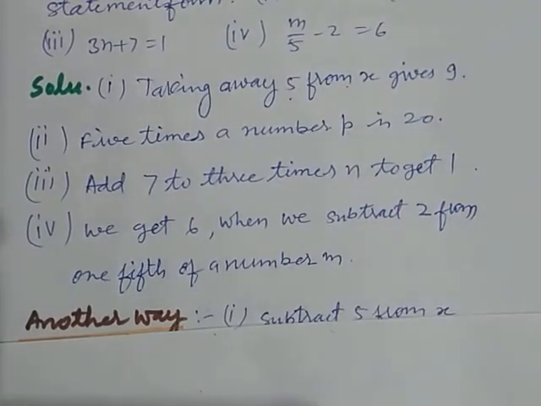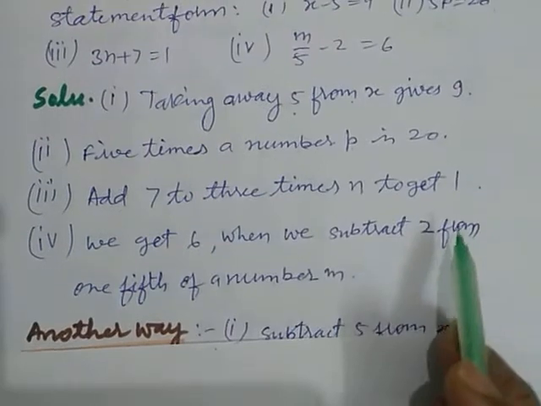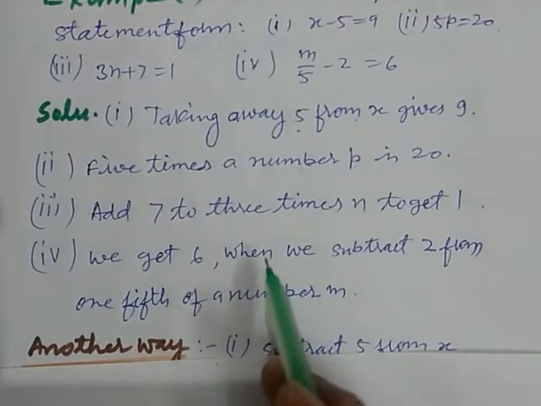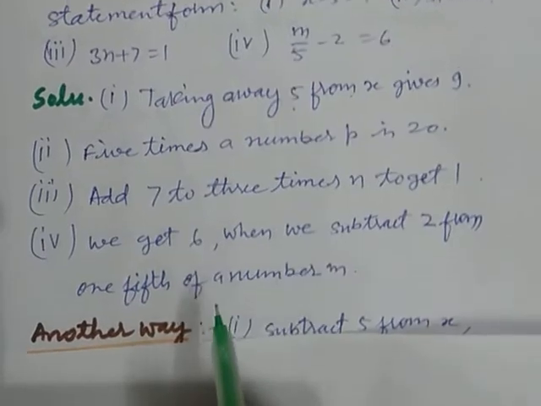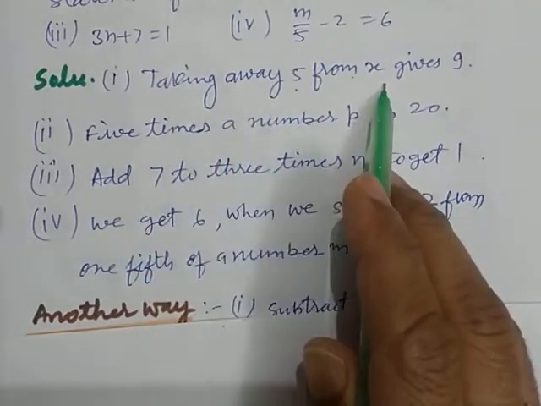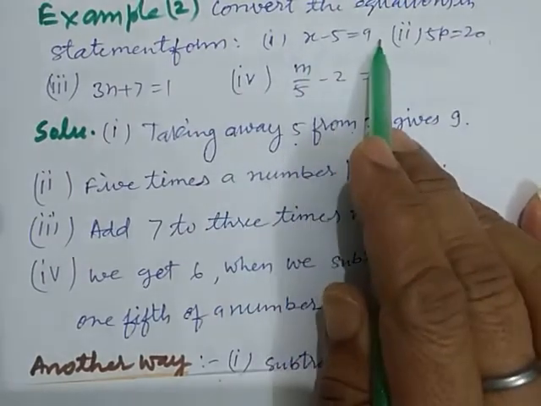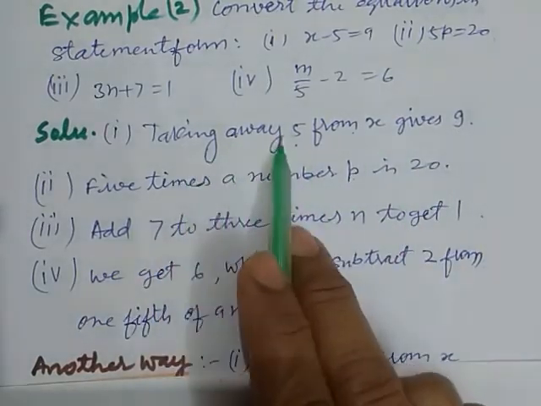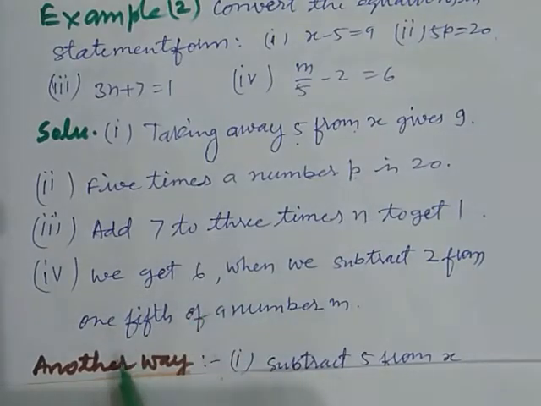But always remember, there are many ways to convert an equation into a statement. This is one of them. Different people write different statements, so it doesn't matter. Don't get confused. So here I write this statement in several ways. This is the equation x minus 5 equal to 9, and here we express it as taking away 5 from x gives 9.